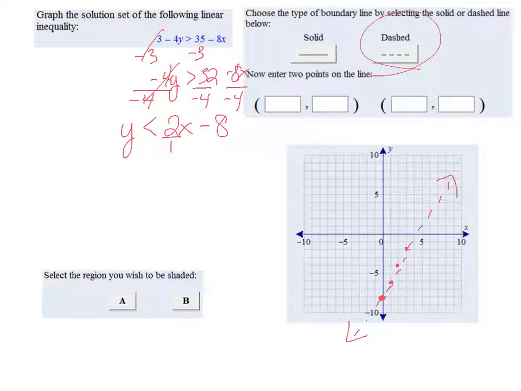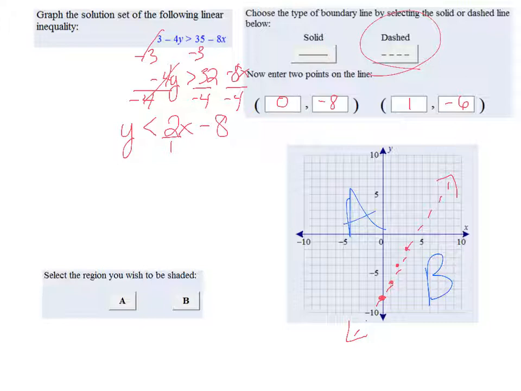I'm going to put that y-intercept, that was at 0, -8. And then just pick another point. I'm going to pick my next one was at 1, -6, it looks like. Once you graph that, the software decides, okay, we'll call this side A and this side B. Which side should we shade?